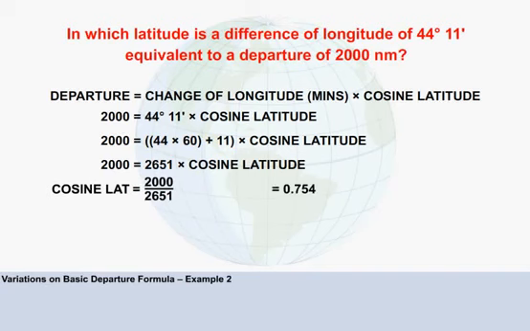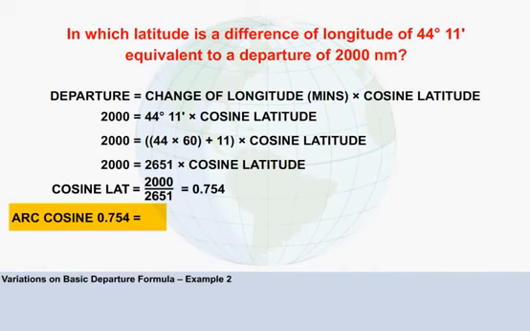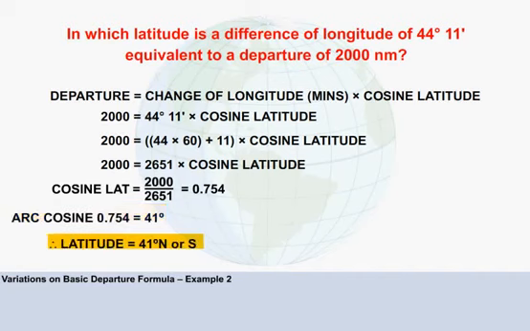Use the arc cosine function on your calculator to solve for the cosine, which gives us a latitude of 41 degrees. So the latitude is 41 degrees. Remember, it could be north or south. Convergency and departure are symmetrical either side of the equator.